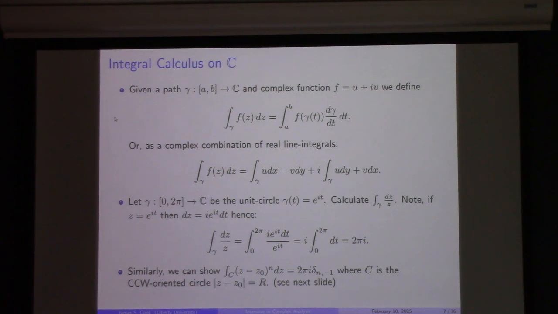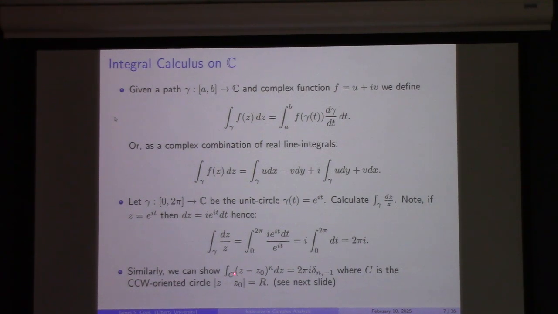Because if you think about it, we're integrating something like a vector field around a circle, right? You might expect that should be 0. And indeed, it almost always is.